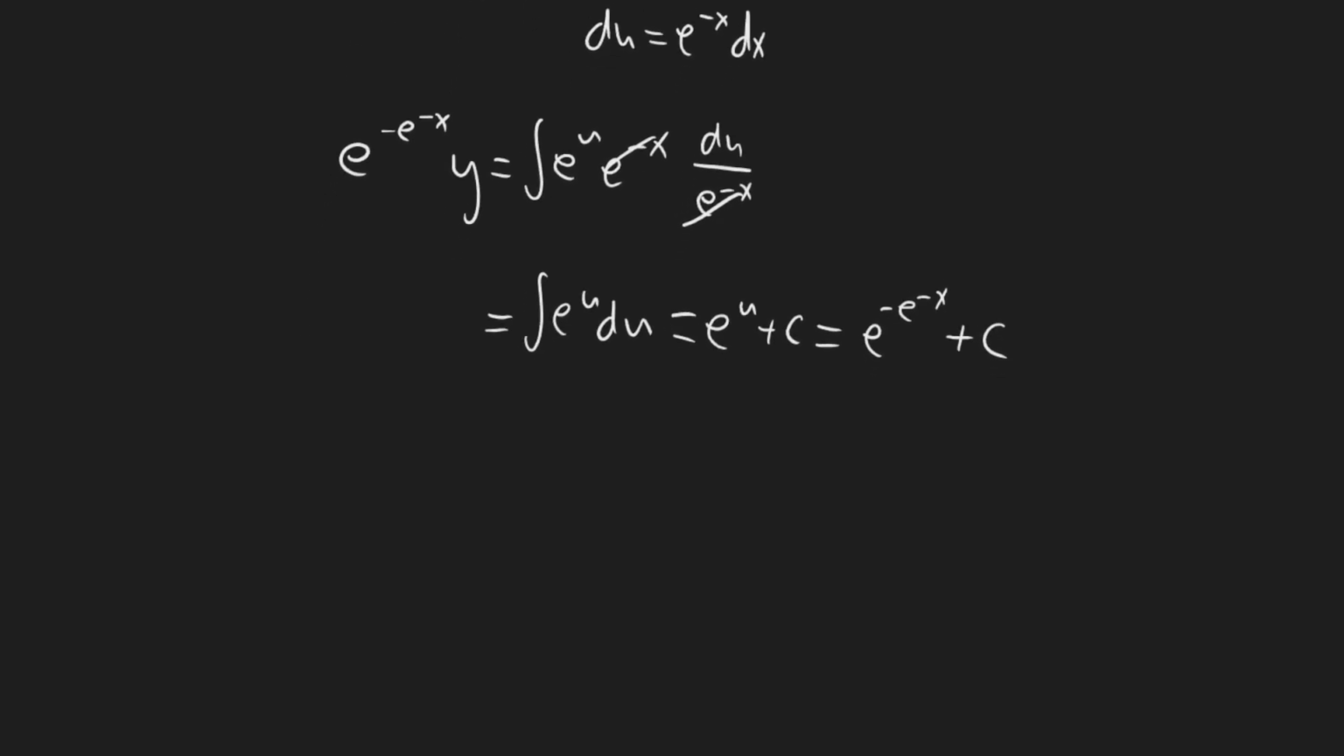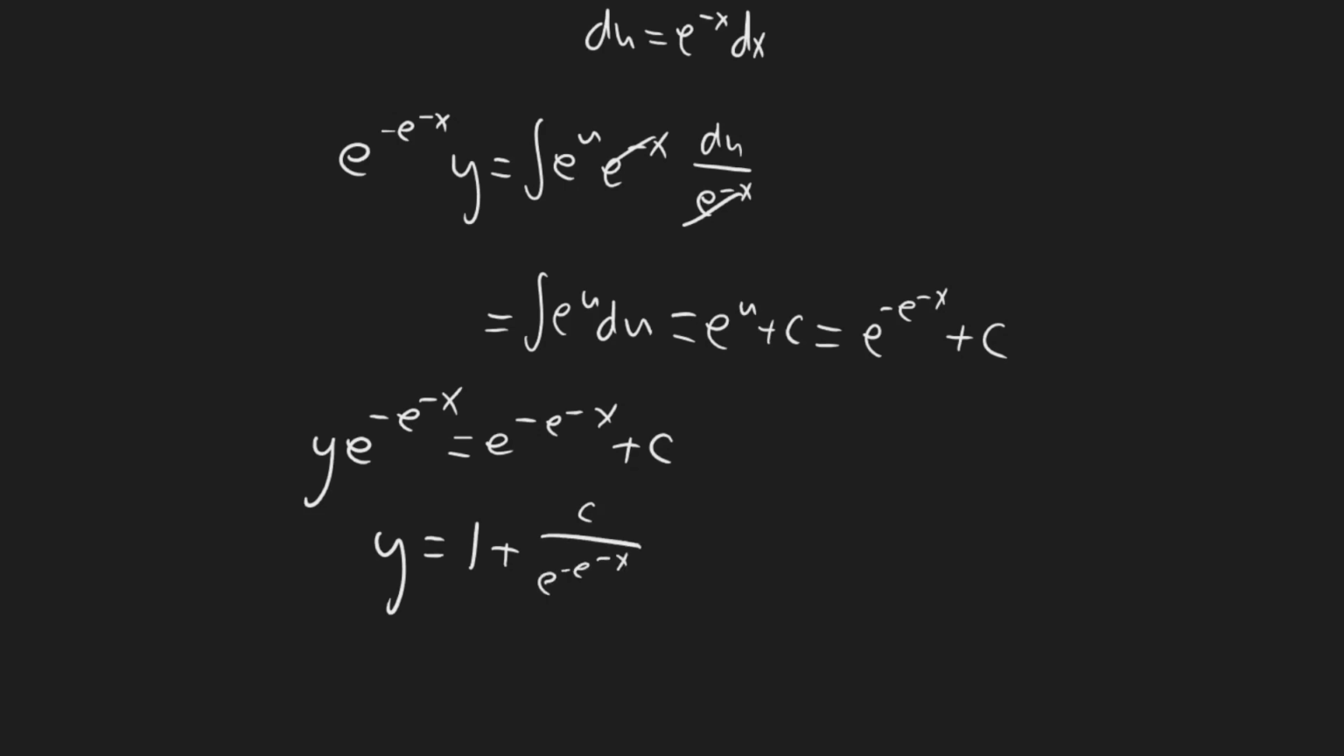So recall what the left side was. e to the negative x multiplied by y, plus c. So all that's left now is to divide both sides by this quantity right here. So then we have y equals 1, because these two are the same quantity. When you divide the left side from the right side, these two are going to cancel. So this is going to be 1 plus c over e to the negative x.